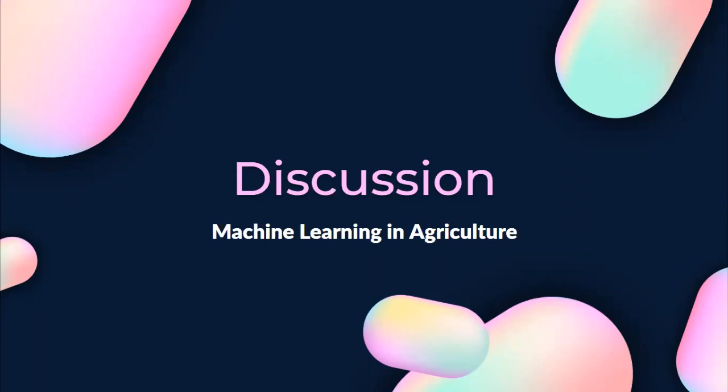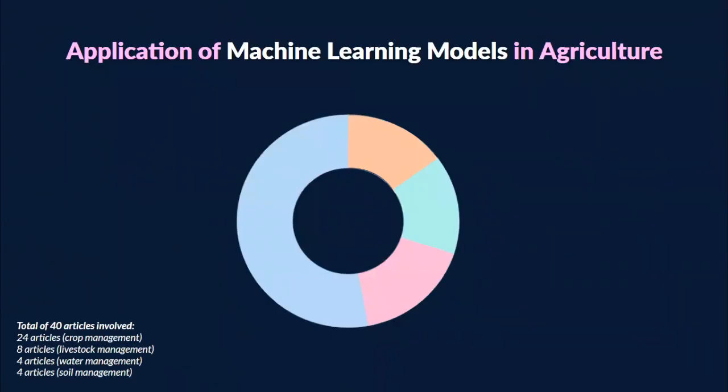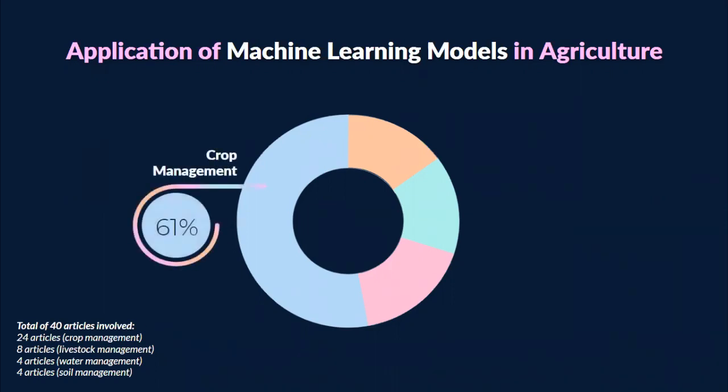In this presentation, I will be discussing the application of learning models in machine learning in agriculture. A few learning models have been implemented in agriculture, mainly in crop management, livestock management, water management, and also soil management. Crop management has the most implemented machine learning models.